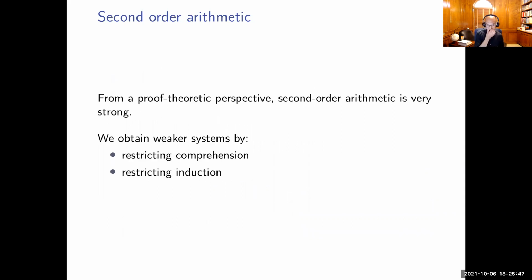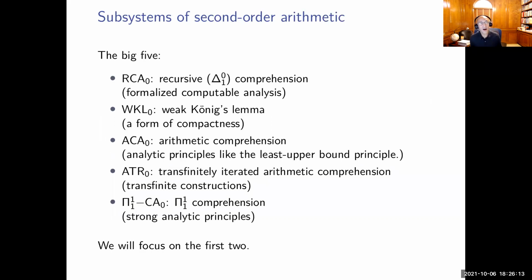And second order arithmetic, from a proof theoretic perspective, is really very strong. And so for a modified Hilbert's program, you want to consider weaker subsystems. And you can do that by restricting the comprehension principle. So say that, look, I'm going to have less than full set comprehension, or restricting the induction principle. Or you can do both, or combinations of both. And so subsystems of second order arithmetic is just what the name says. It's the study of weaker fragments of full second order arithmetic.